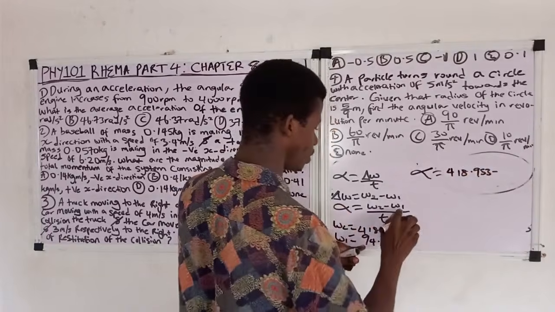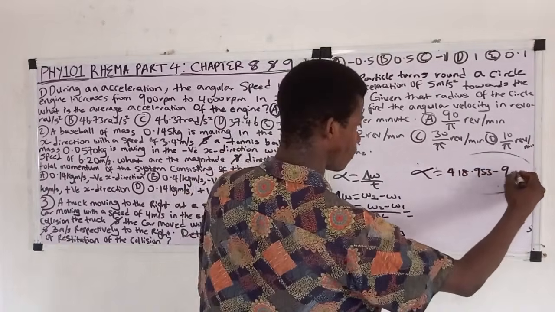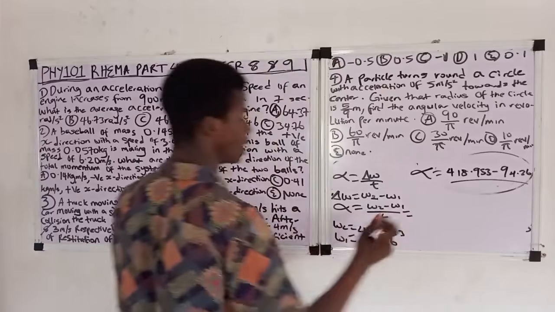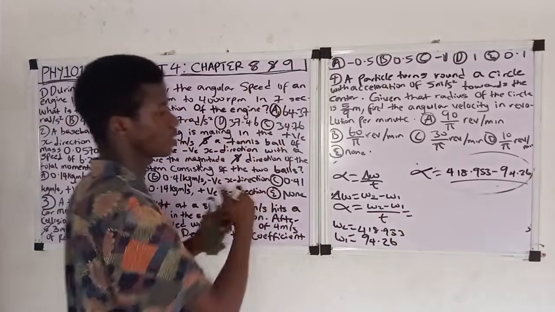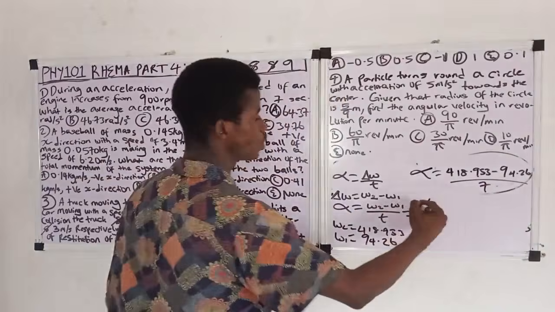418.933. Then W1 is 94.26, right? Divided by what? T. What is time? Time is 7 seconds, right? So that by 7 seconds. So if we do, what will be our answer?